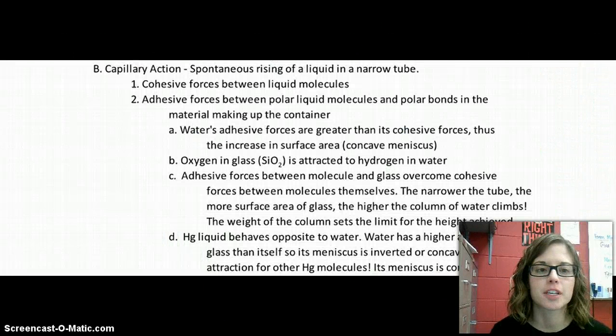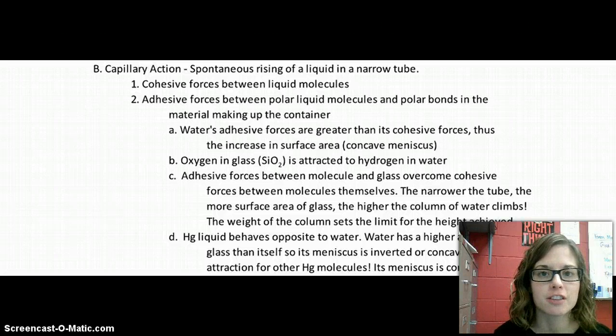The next concept we're going to talk about is capillary action, which is the spontaneous rising of a liquid in a narrow tube or really on any surface against gravity. And I have a video to share with you to show this first.